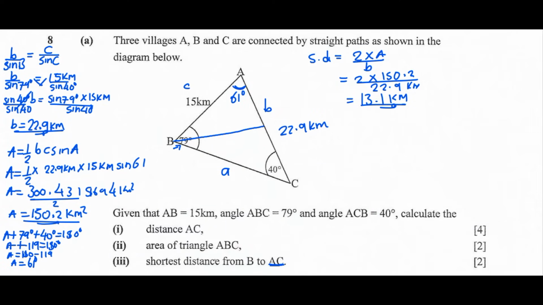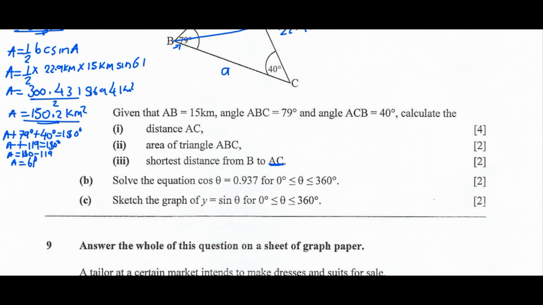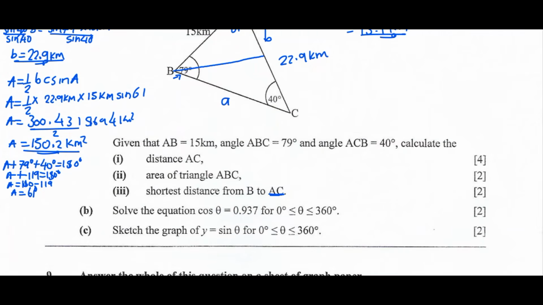Okay, so now let's move on to question B. Here, we have solved the equation. So cos theta is equal to 0.937. The point here is, since the cos is positive, we are going to solve for two angles.